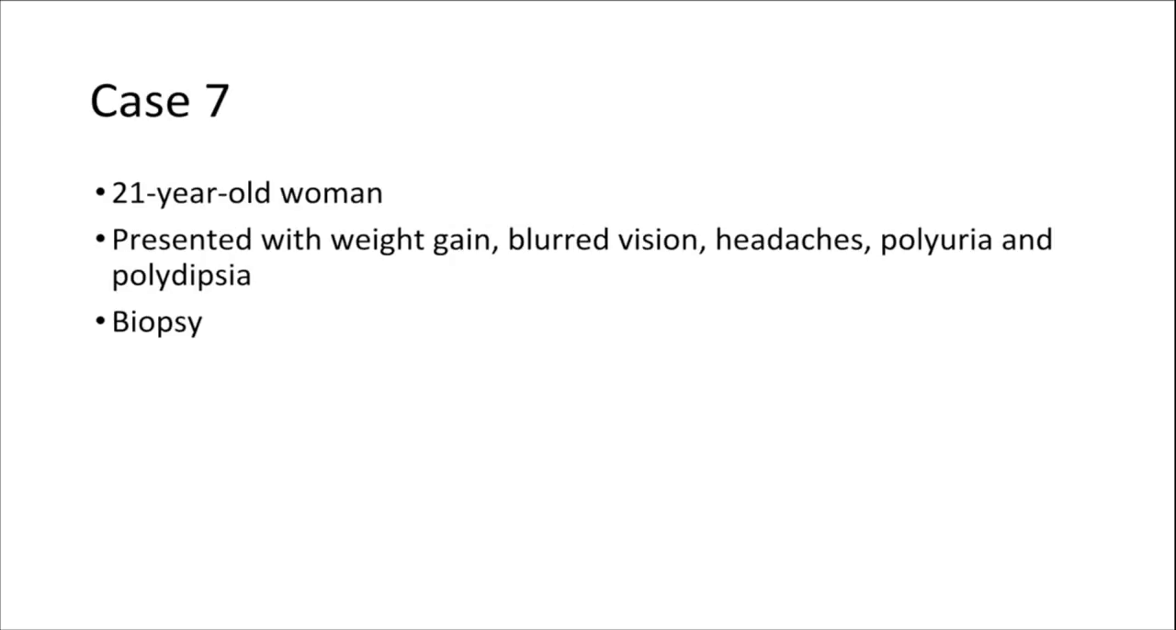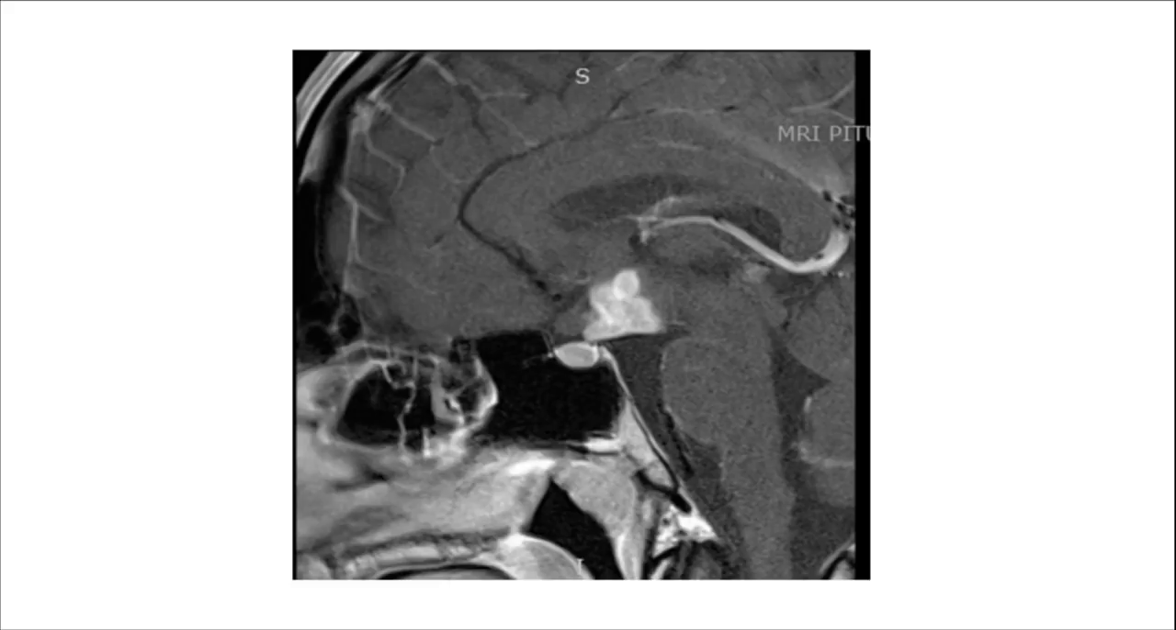All right, next case, case 7. This is a 21-year-old woman presented with weight gain, blurred vision, headaches, polyuria, and polydipsia. So basically, symptoms suggestive of diabetes insipidus, had a very small biopsy. And you can see this is the lesion. So you have the sella here, and actually the lesion is a little bit more posterior. It's involving probably the posterior pituitary, the stalk, and part of the hypothalamus.